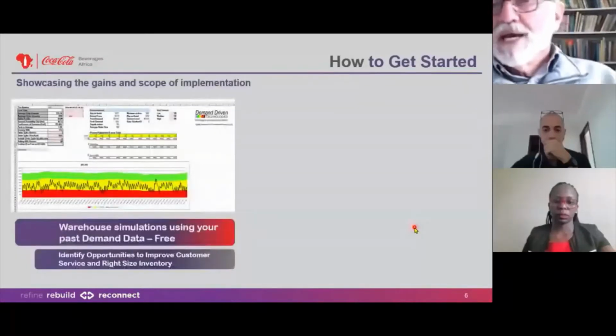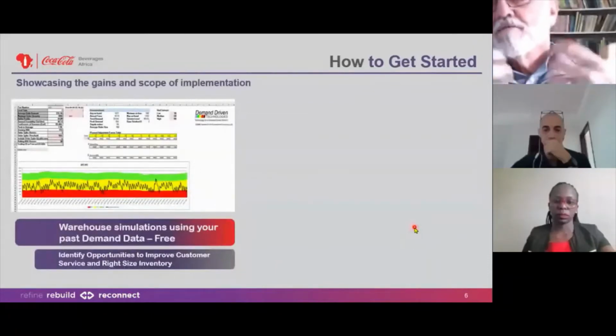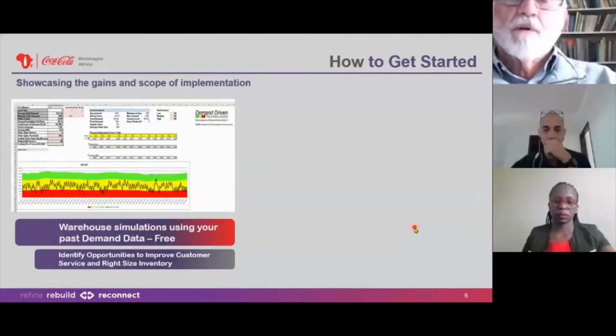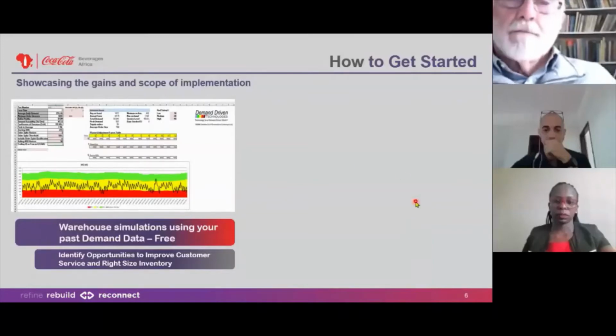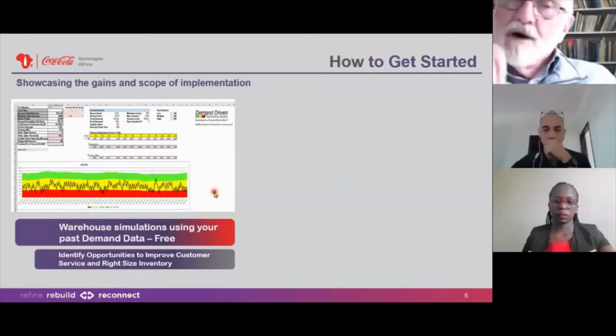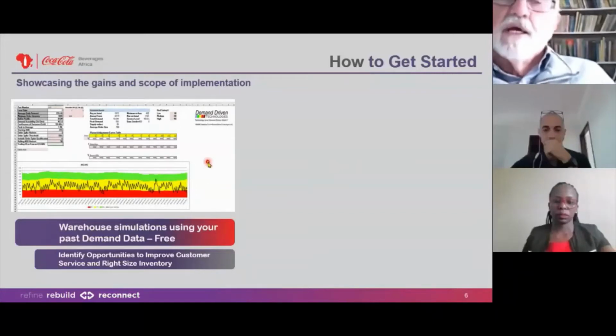Other things we can do is to take some of your past demand data. So maybe just take one of your warehouses, for example, get the past demand data for the last year, and we can put that into a simulator. And we can simulate how the buffers would have reacted last year based on your actual demand data. And we can see what benefits that you might get from putting in a DDMRP implementation. As far as right-sizing your inventory, most cases people have too much inventory, and so we find we get an inventory reduction. But I think the key of DDMRP is improving customer service and then right-sizing your inventory.